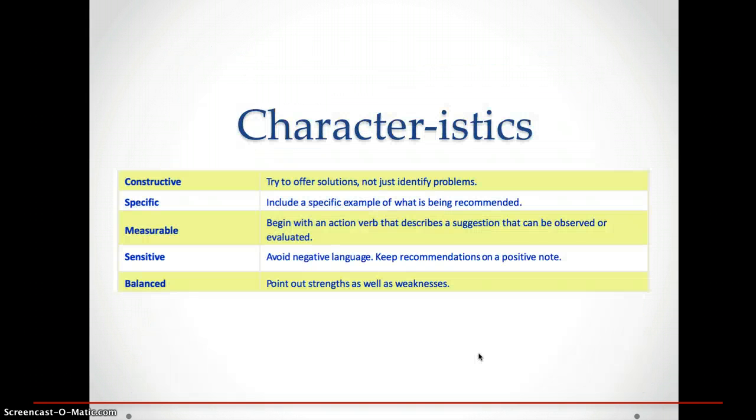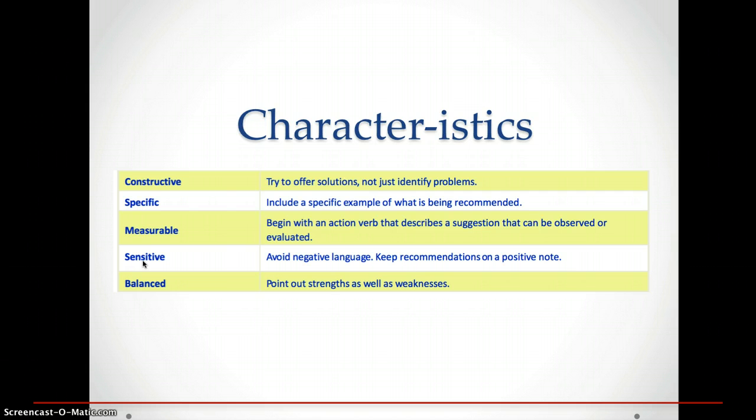If you're looking at these characteristics that you're providing with your feedback, you want to make sure that they're constructive. That means you're offering solutions and not just identifying a problem. You're making sure they're specific, saying exactly what they should be doing versus something that's very loose and not as attainable for them to understand. Next, it should be measurable. So begin with an action verb that describes a specific suggestion that you could actually observe or evaluate or check off a box.